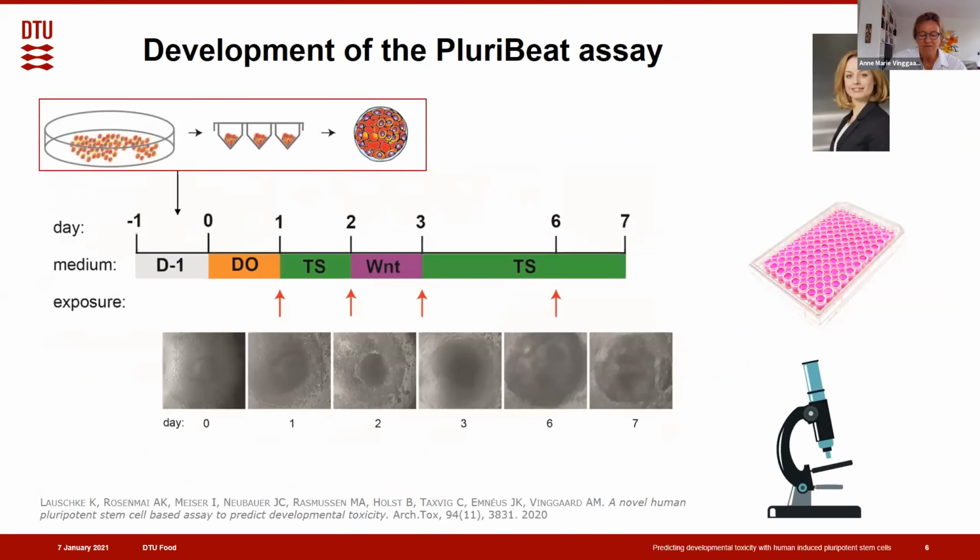And we have employed an 8-day protocol, which was originally developed by the Fraunhofer Institute and further optimized by our former PhD student, Karim Lauske. The cells are seeded on day -1, and embryonic bodies are exposed to various medias each day except for the weekend. And the embryonic bodies are exposed to chemicals on the days indicated by the red arrowheads at day 1, 2, 3, and 6. The composition of the various media is very complex, and detailed information can be found in the paper mentioned below here.